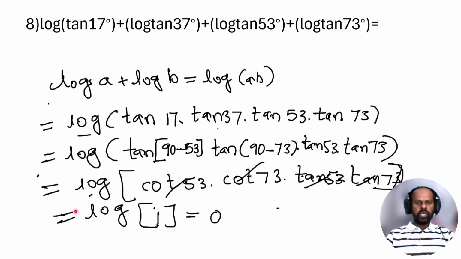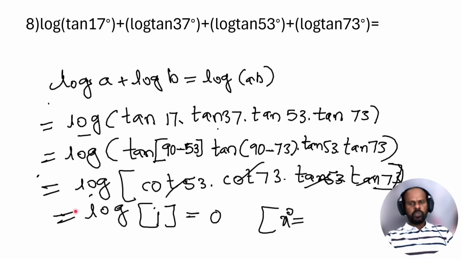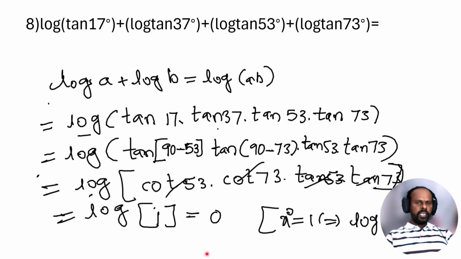So log of 1 is always 0 based on this result, x power 0 equals 1, or log of 1 equals 0. So that is the result, and the option 0 is the correct answer.